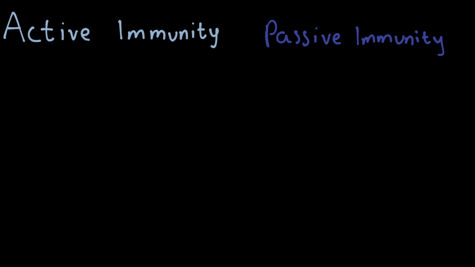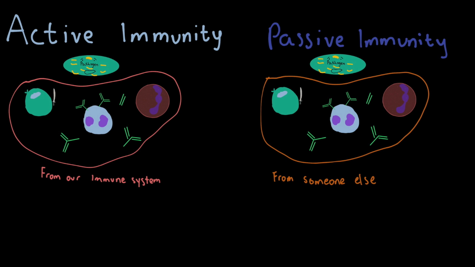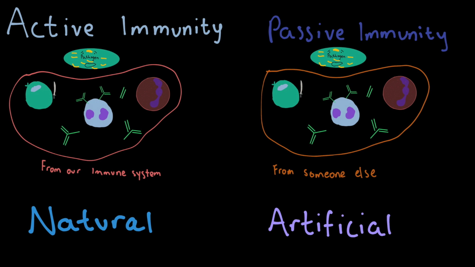Before we move on, we need to discuss the two different forms of immunity, and that includes active and passive immunity. Active immunity is when our own body brings us immunity through the creation of antibodies and lymphocytes, and passive immunity is when we receive immunity from the antibodies and lymphocytes of someone else. Both forms can be further differentiated into natural or artificial immunity.